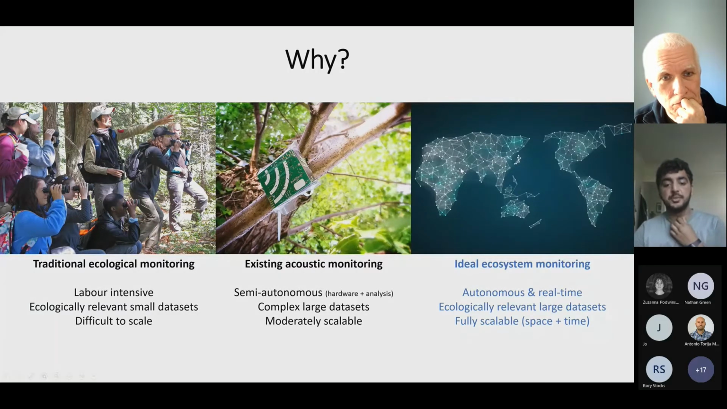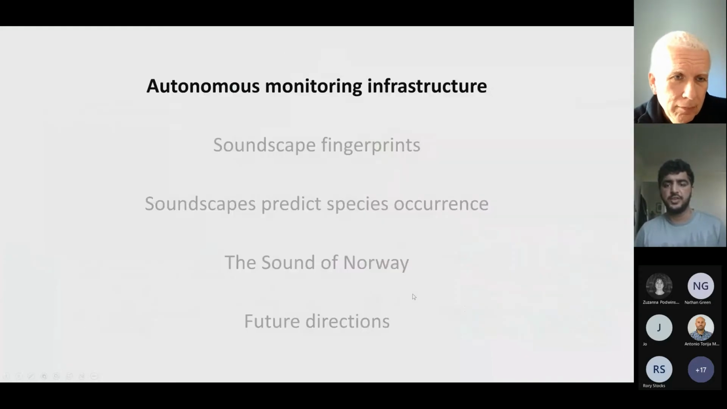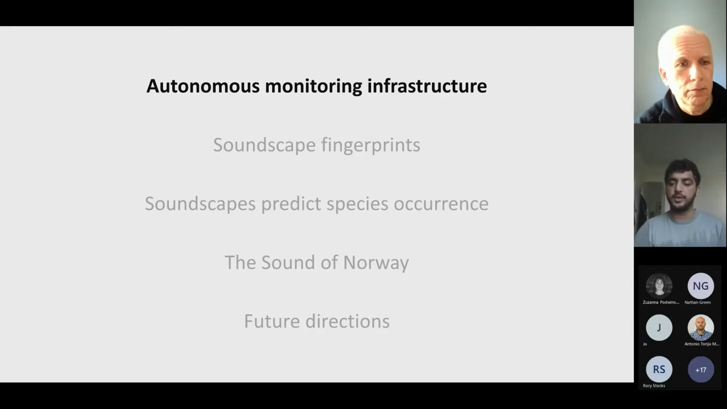So these are the topics I'm going to cover today. First I'm going to talk about monitoring infrastructure and devices, then I'll move on to some machine learning insights we found of how to analyze soundscapes and using their fingerprints. Then a further application of that, soundscapes predict species occurrence. We'll go over quite a big monitoring project we have going called the Sound of Norway. And then finally, a few future directions that are quite exciting that I want to share and might stimulate the discussion.